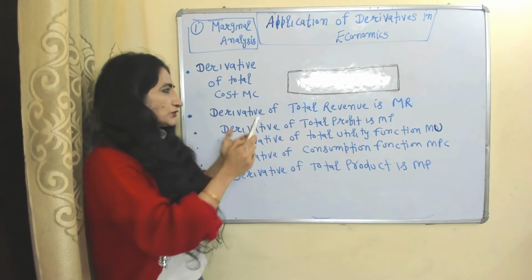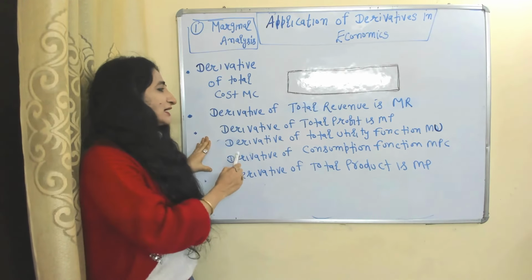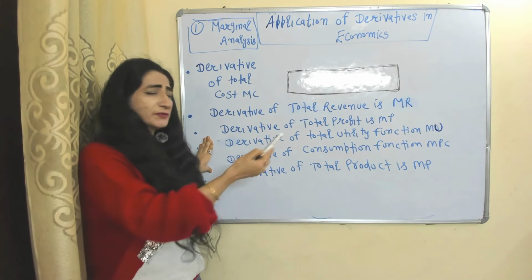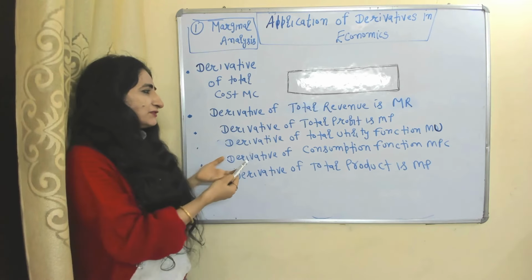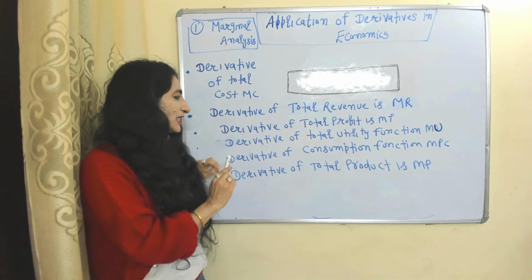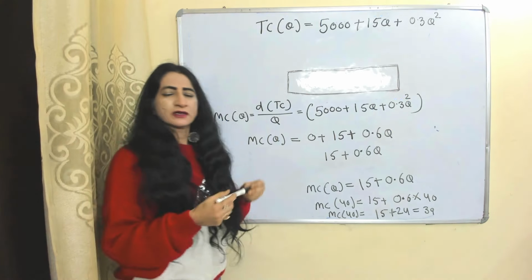Similarly, the derivative of total revenue with respect to quantities will be called marginal revenue. The derivative of total profit with respect to quantity will be called marginal profit. The derivative of the total utility function with respect to quantities will be called marginal utility. The derivative of the consumption function will be called marginal propensity to consume, and the derivative of total product will be called marginal product. Now we will solve one problem.